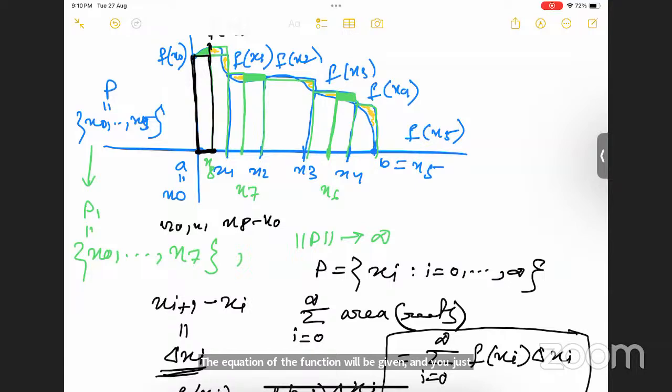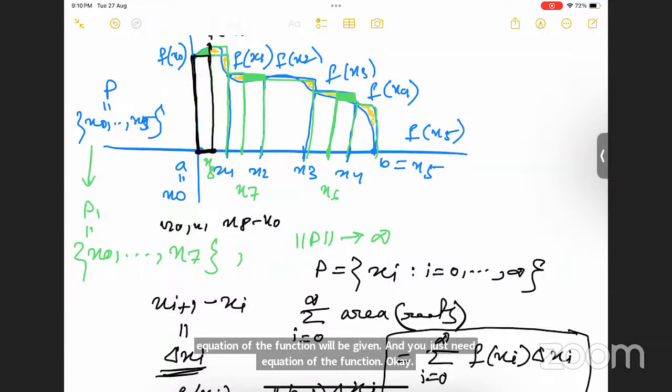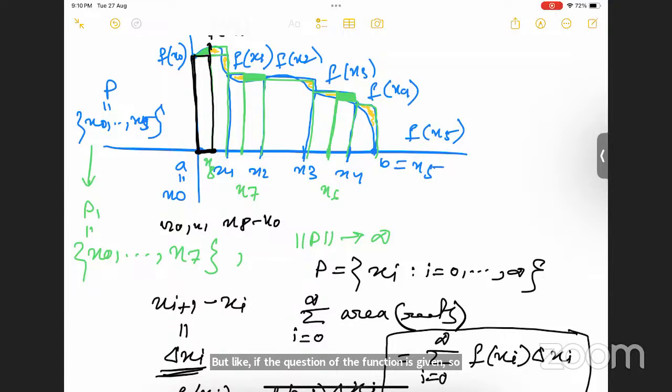Ma'am, if the equation of the function is given, we can directly use the definite integral, right? Why would we go for the Riemann sum? Because ma'am, there may be a question which needs this type of concept, where if we directly integrate, it will give a wrong answer. If we don't have any equation and we are just given the interval, then how do we get the answer?